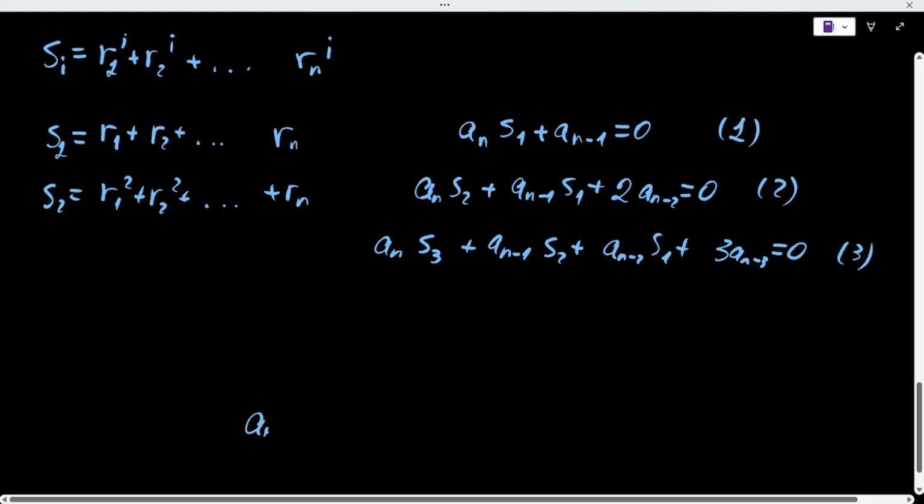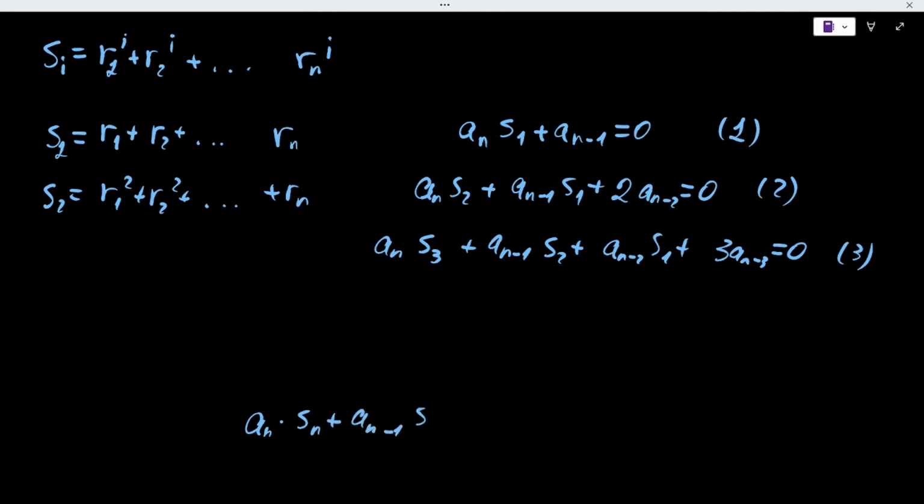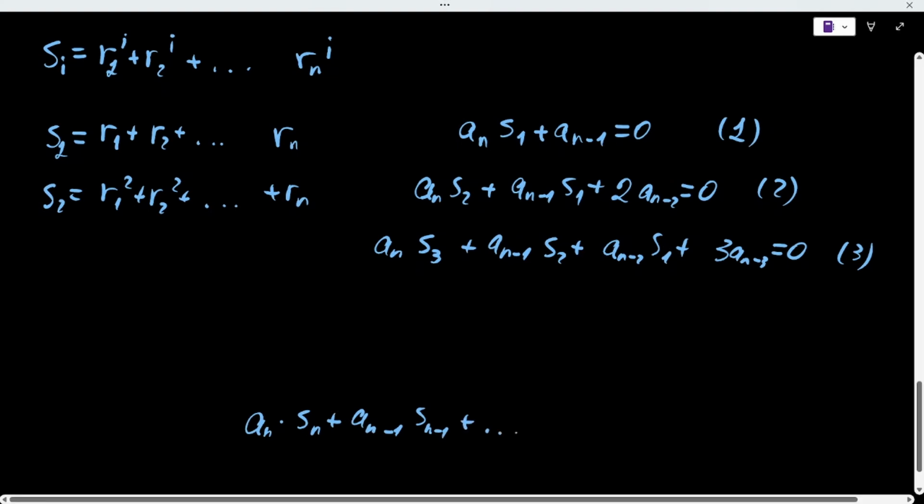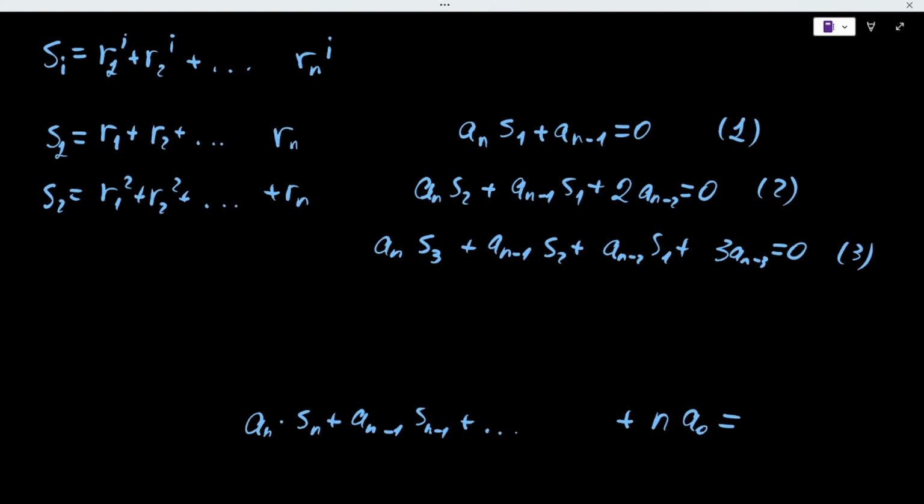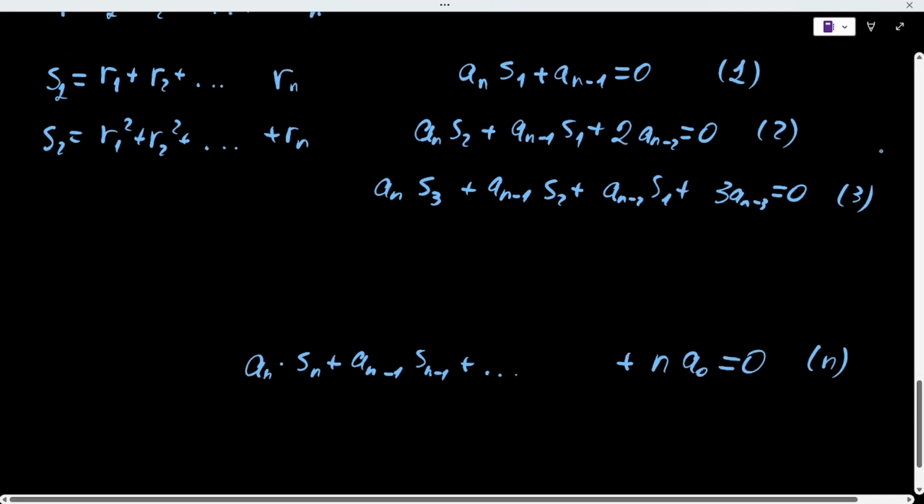So we get An times Sn plus An minus 1 times Sn minus 1 and so on. The last term will be n times A0 equals 0. This is the n-th level Newton's sum. And now we will prove each of them by using Vieta's theorem and the inclusion-exclusion principle. The first one is just a direct example of Vieta, because here S1 will be minus An minus 1 divided by An.